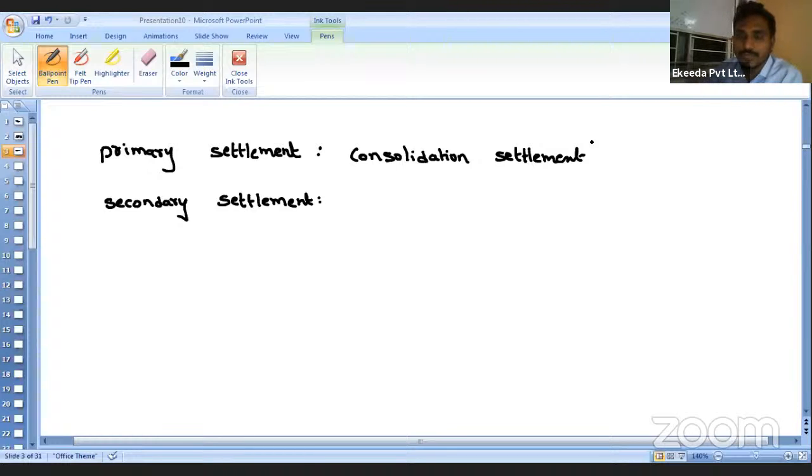So in this consolidation, mostly we will concentrate on the primary settlements, or consolidation settlement. In the exams, they can ask different data, and we have to find out the primary settlement. Depending upon the given data, we should be able to find out the settlements. They may give different properties or different conditions observed in the site, and depending on that, we should be able to find out.